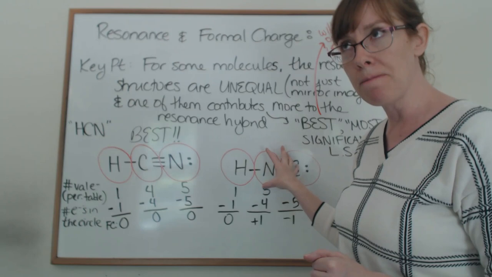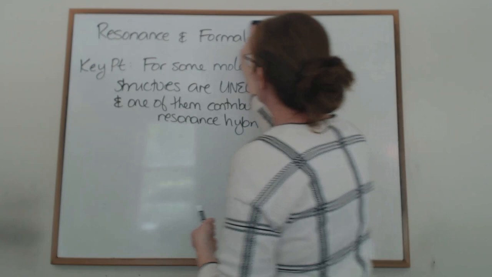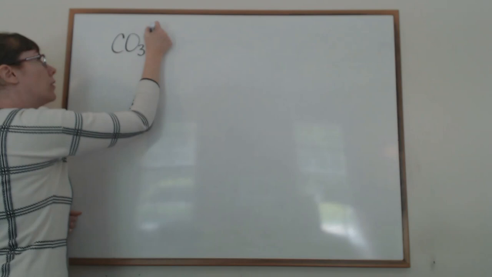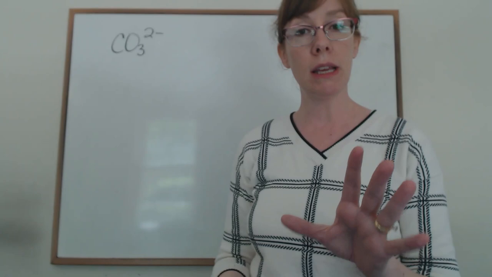Let's go ahead and do another one. Let's do carbonate, CO3 2-. Let's first examine: does carbonate have multiple resonance structures, or is there just one Lewis structure that can be drawn? If you want to pause the video, go ahead and pause it. Draw your Lewis structure for carbonate, and I'll start doing mine on the board.